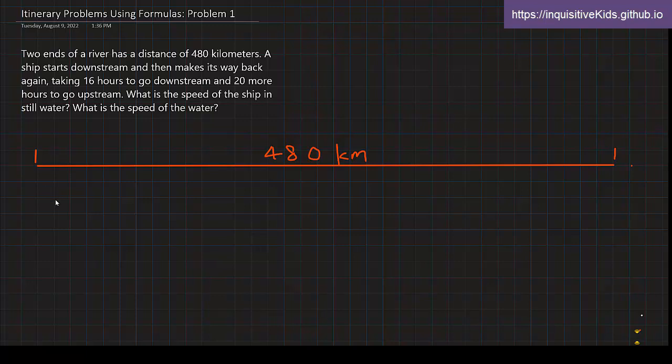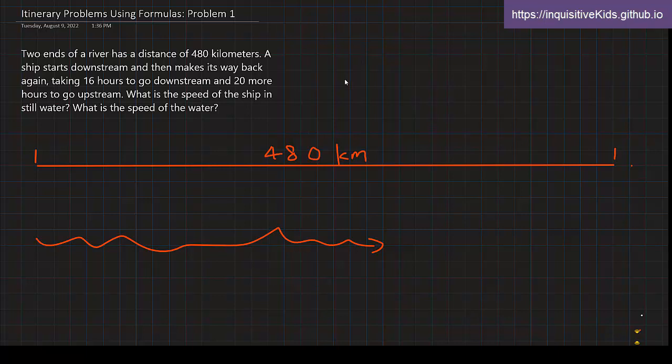A ship starts downstream and it makes its way back again. So how about we go like this to show that the current is going this way? You could do it the other direction, but this is just how we do it. So the ship starts downstream and makes its way back again, taking 16 hours to go downstream and 20 more hours to go upstream. What is the speed of the ship in still water? What is the speed of the water? Remember, the water speed never changes.